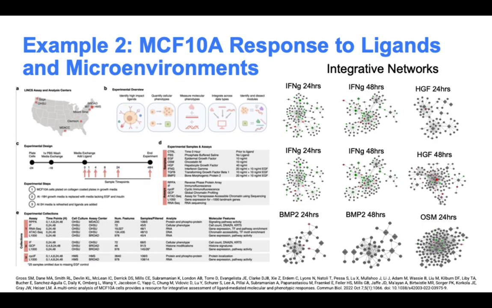So the second example is coming from the LINCS program, where they're characterizing the response of this breast epithelial cell line, MCF10A, in response to the binding of these 6 different ligands. So these 6 ligands were chosen based on their high phenotypic impact. So the phenotypic outcome that's being measured is cell morphology, which is characterized with immunofluorescence staining.